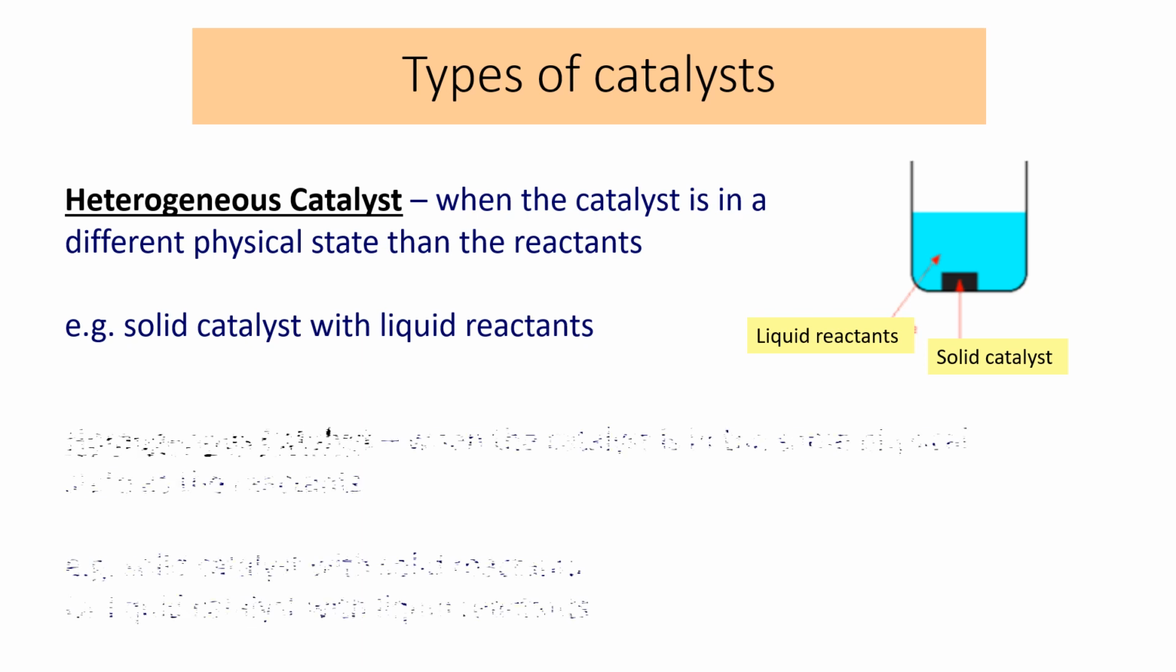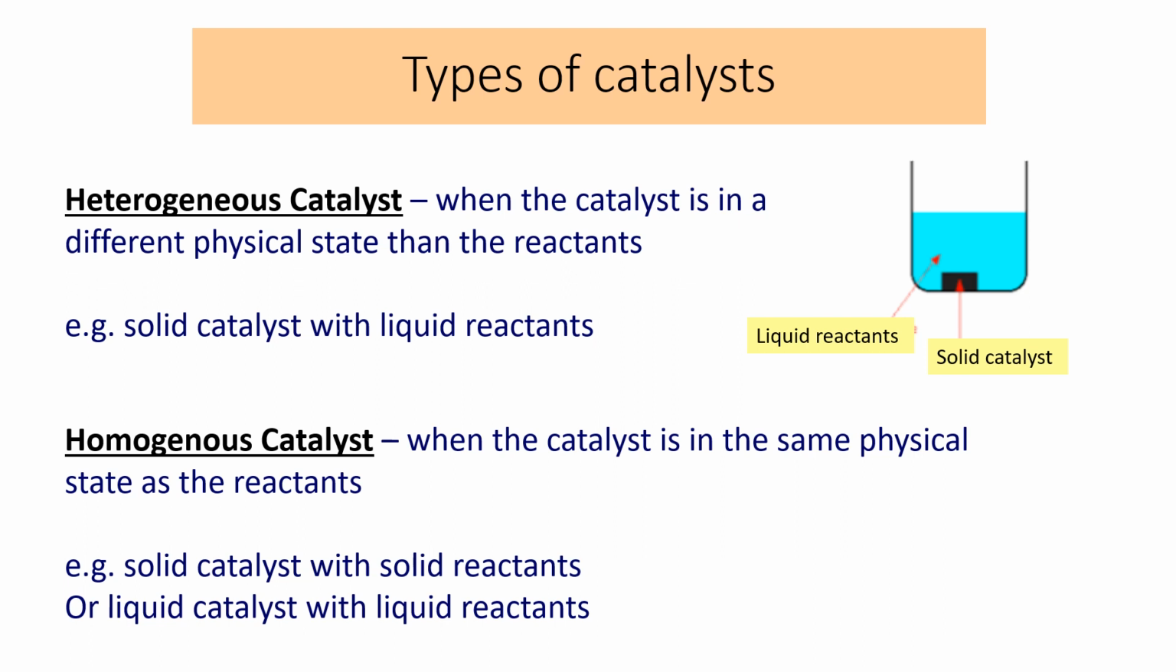The other type of catalyst is homogeneous catalyst, and homo means the same. So homogeneous catalyst is when the catalyst is in the same state as the reactants. So it could be a solid catalyst with solid reactants or a liquid catalyst with liquid reactants. Just remember, hetero means different, homo means same. Your spelling is not going to be marked on this.